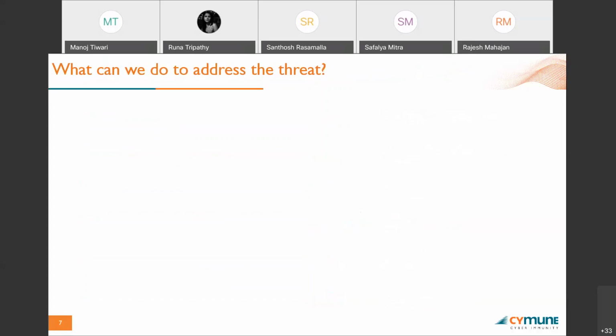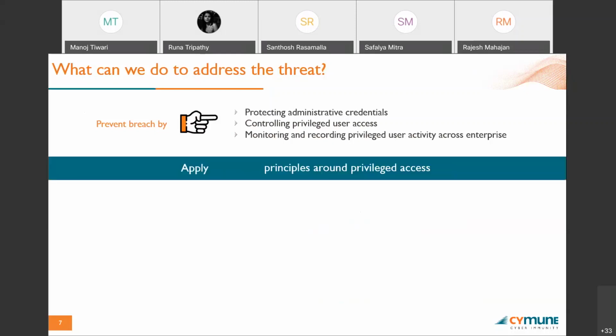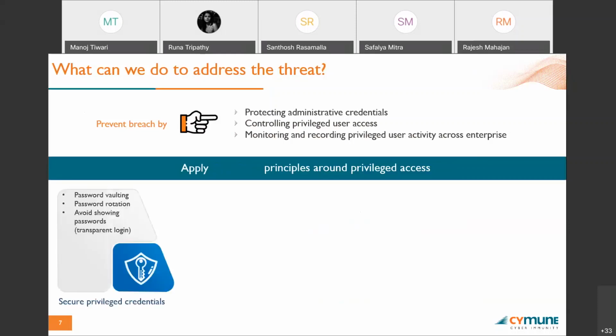And now let us see, once we identify that my privileged accounts are at risk, what do I do to address the threat? So in short, you have to protect your privileged accounts. You have to have control on your privileged accounts. You should have some kind of monitoring of the activities these privileged users are performing. And for that, you have to implement some principles of zero trust around these privileged accesses.